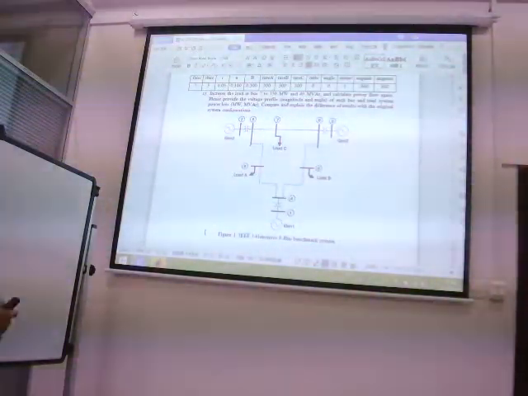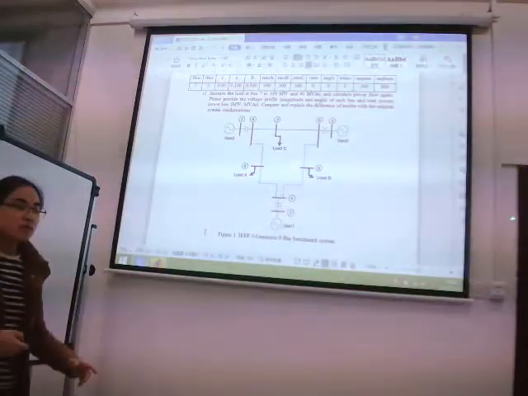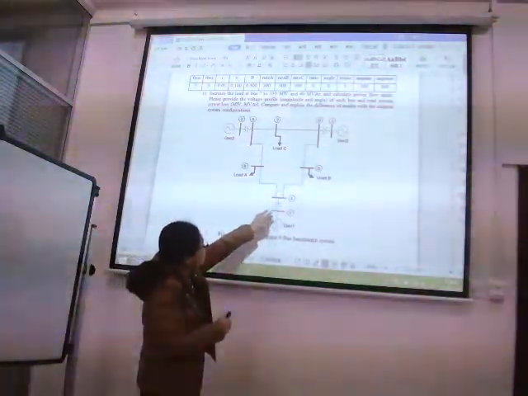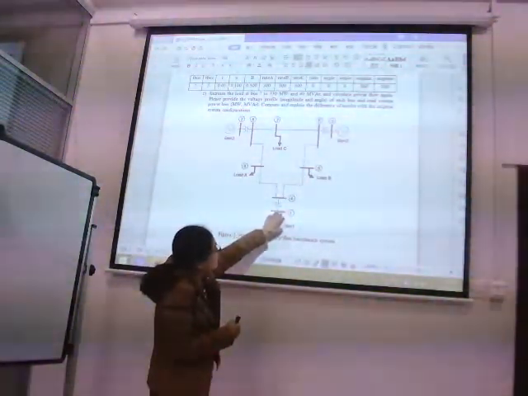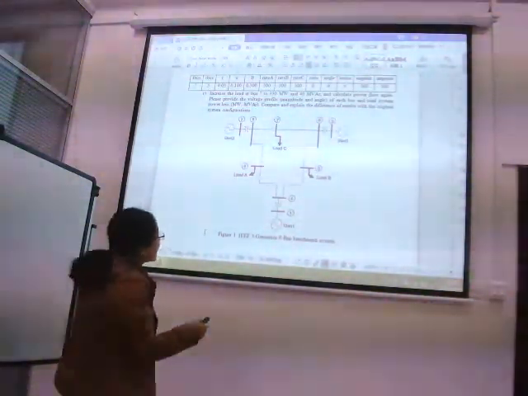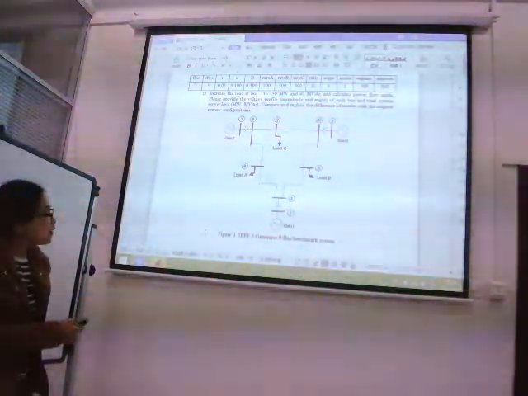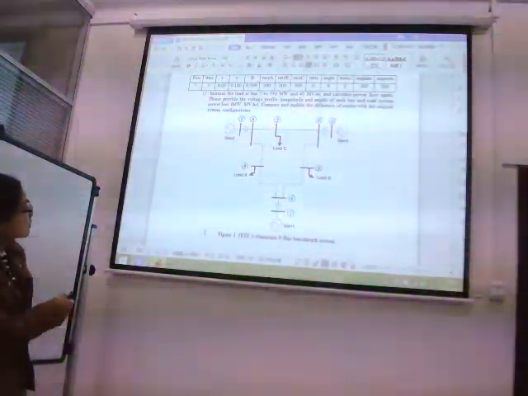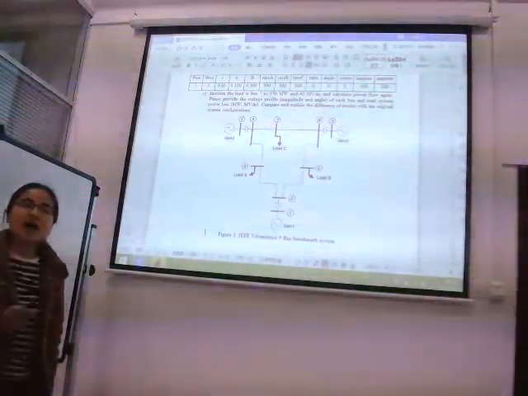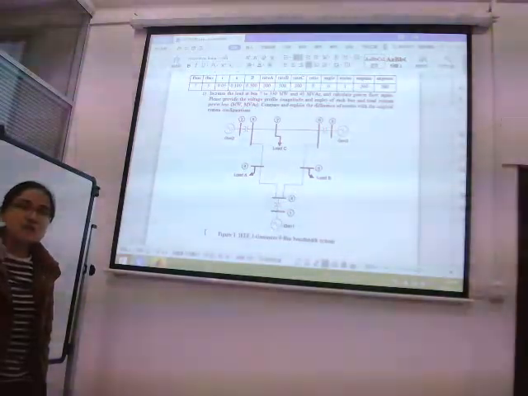Also, for the 9-bus system, we have different branches, connecting different nodes. We see we have branch 1 connecting node 1 to node 4, and then a branch connecting node 4 to node 5. For this system, with 9 nodes, how many branches are there?